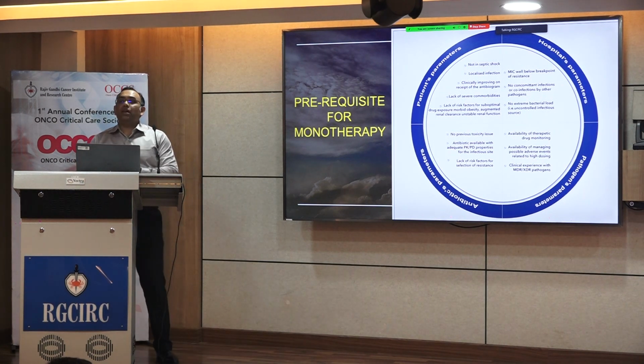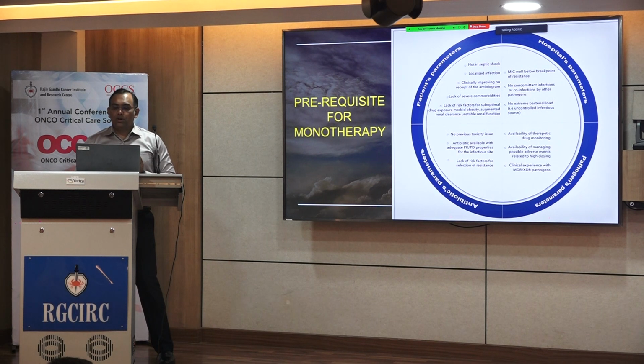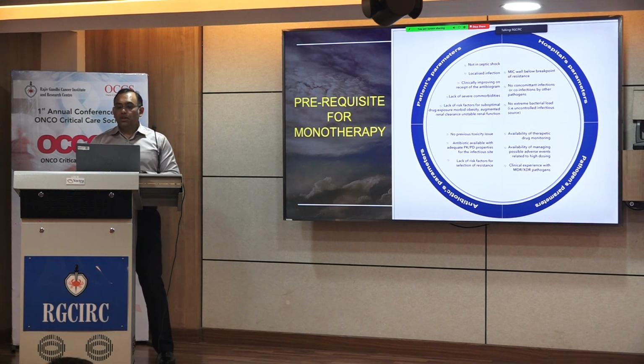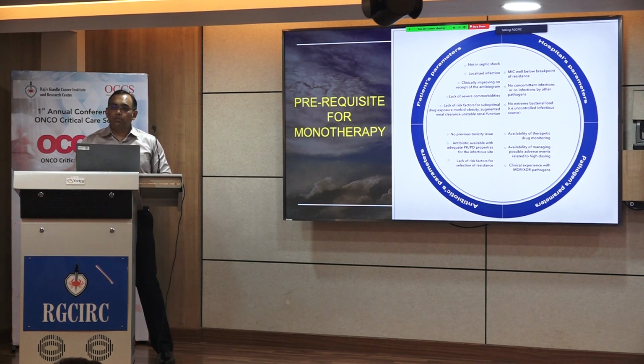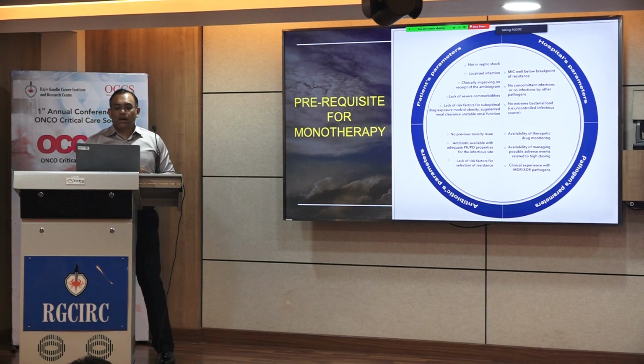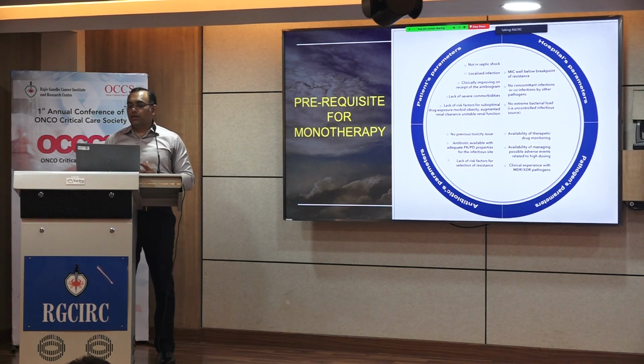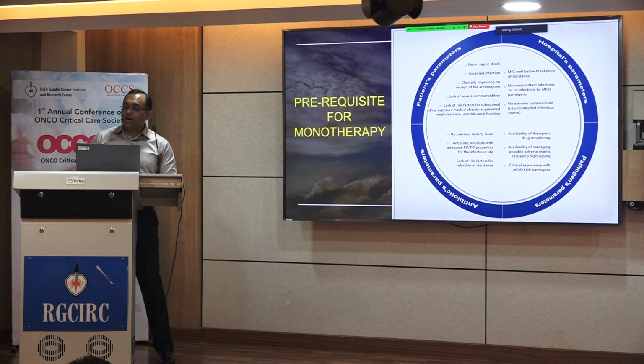Now this is the prerequisite. If somebody wants to give monotherapy, there are certain prerequisites. We should look at patient parameters. The patient should not be in septic shock. There should be a localized infection. The patient should be clinically improving on receipt of an antibiogram. There should not be major comorbidities, and there should be a lack of risk factors for suboptimal drug exposure like morbid obesity, augmented renal clearance, or unstable renal function.